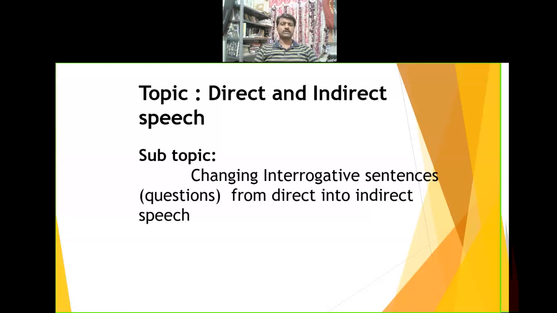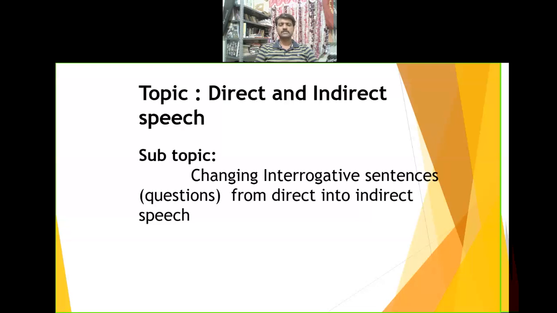Dear students, in the last two sessions we have already discussed direct and indirect speech. In the first session we discussed the meaning and rules for changing from direct into indirect speech. In the second session we discussed assertive sentences with examples and changing from direct to indirect speech. But today's is a very important and very interesting topic, the interrogative sentences.